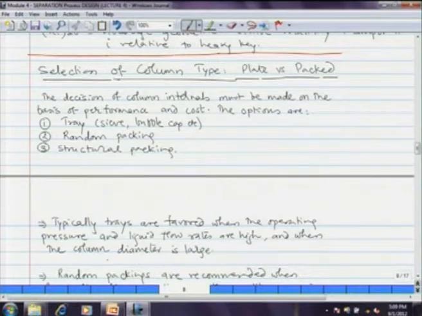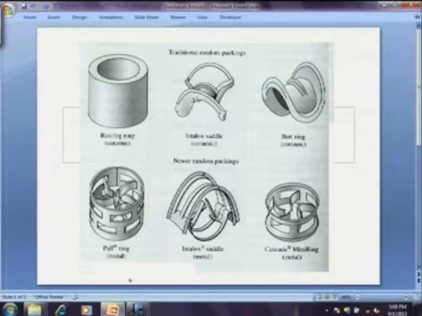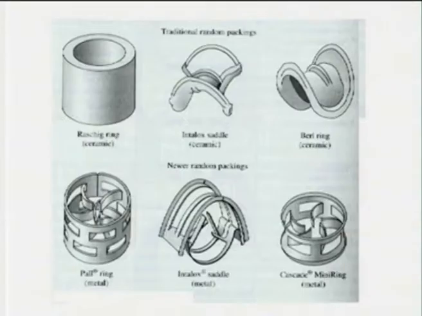The options for column internals are the tray column, sieve tray, bubble cap tray. Then among packings, there are two types of packing. One is random packing and the second is structured packing. Random packings are of various types. I am showing you here on the screen Raschig rings, then Intalox saddle. Raschig rings and Intalox saddles made of ceramic.